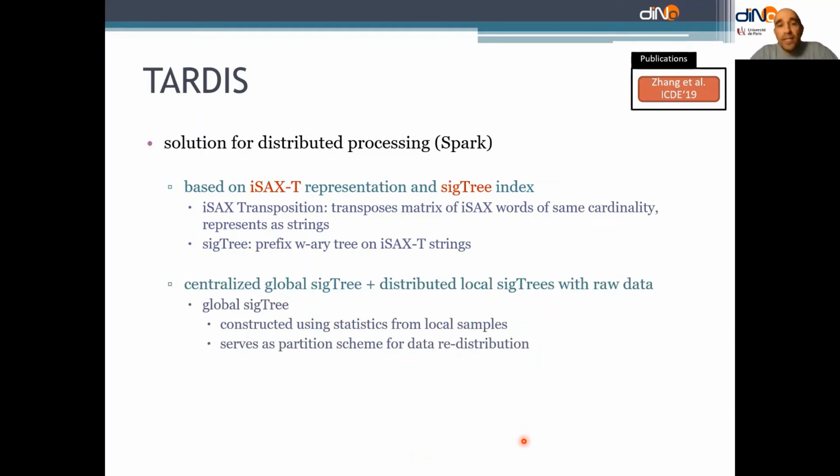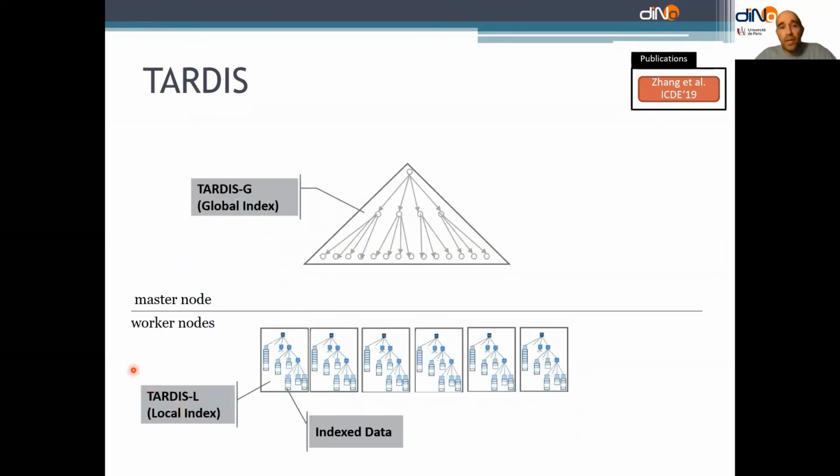So in this case, we have a centralized global index plus distributed local indexes that also include the raw data. And the global index is basically constructed bottom up. So the data are already on the different nodes. And by sampling these nodes, we compute statistics that are used to build the global index. So this is how this looks like, where the global index is on a master node, and the worker nodes contain the local indices.